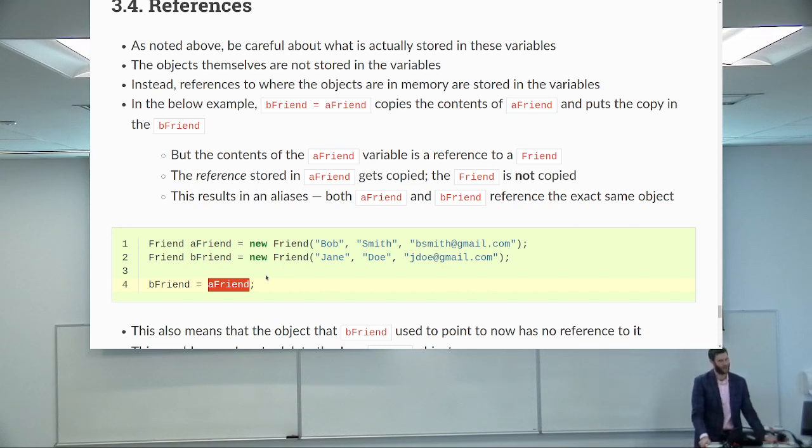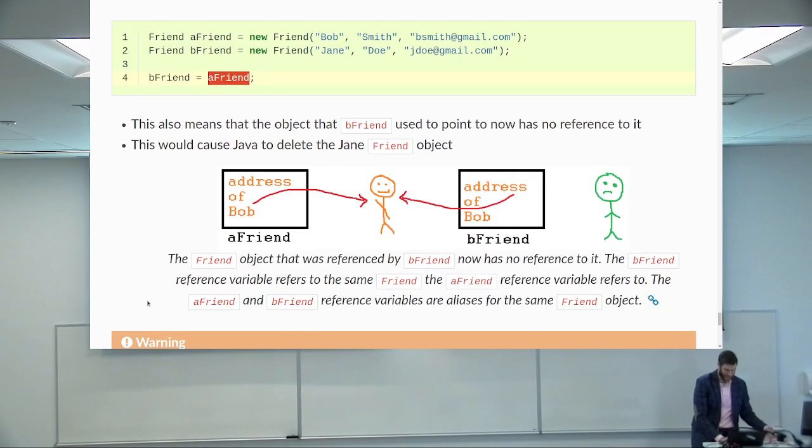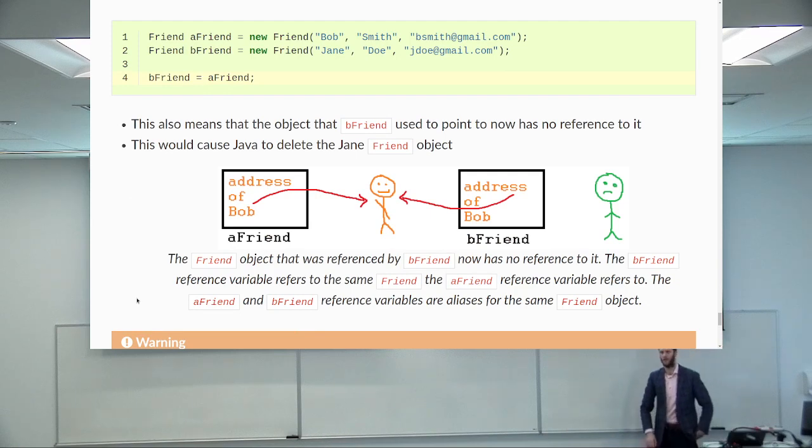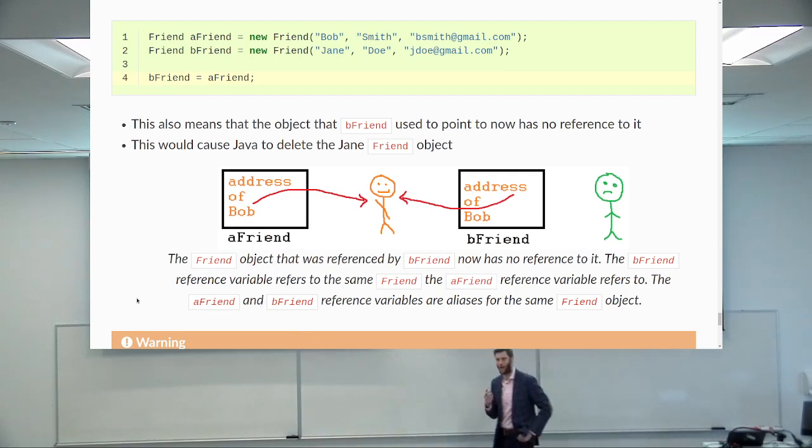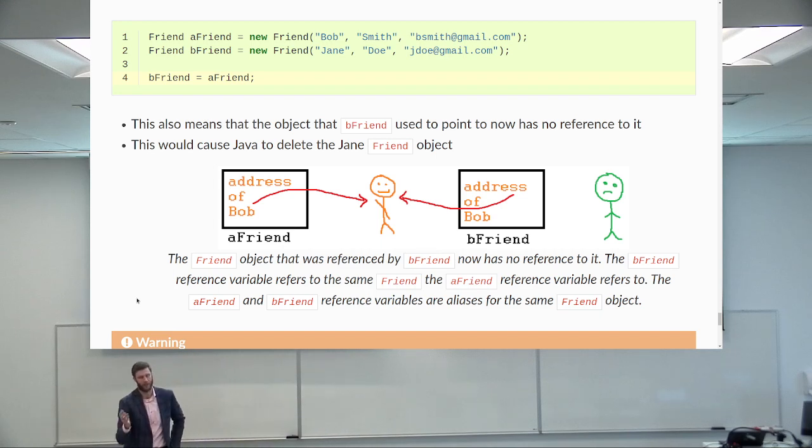And now the contents of aFriend and the contents of bFriend are the same. They're both reference variables to Bob. So this is what we get. Two variables, they now contain the same thing. If I called equals equals on bFriend and aFriend, or aFriend and bFriend, it would say true. Because the contents of those variables are now literally the same thing. Some reference, some information that gets me to wherever Bob is.